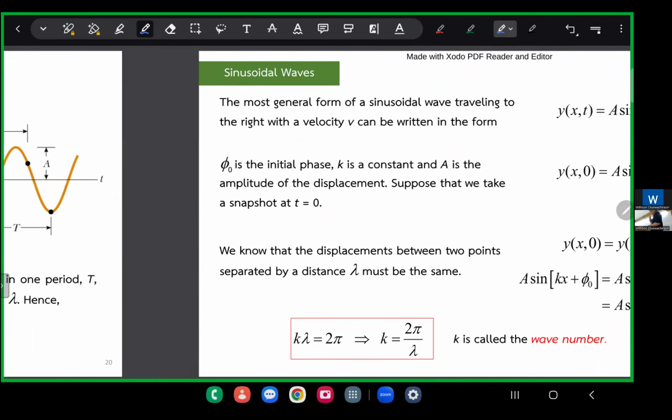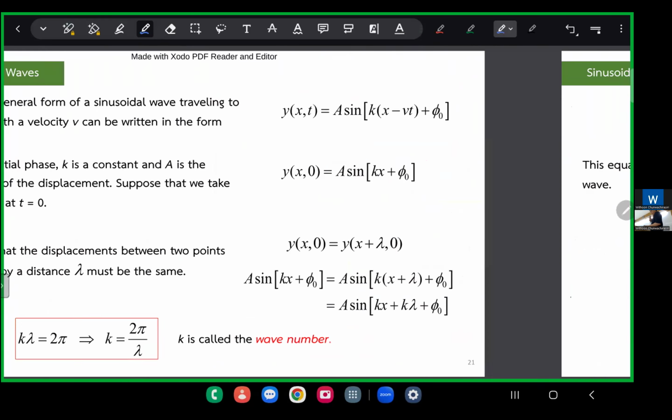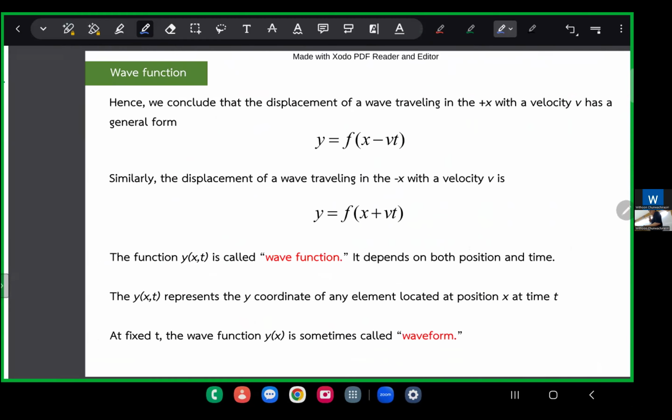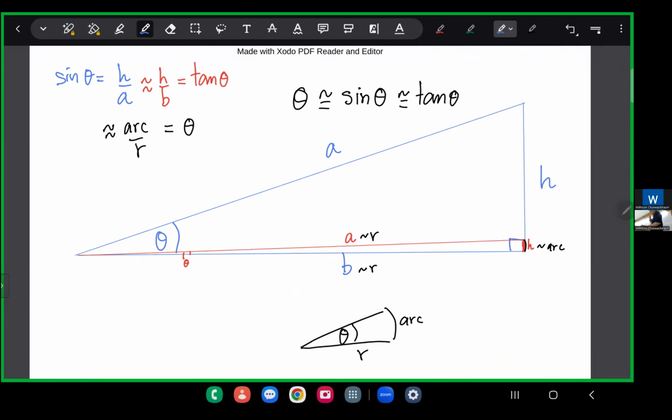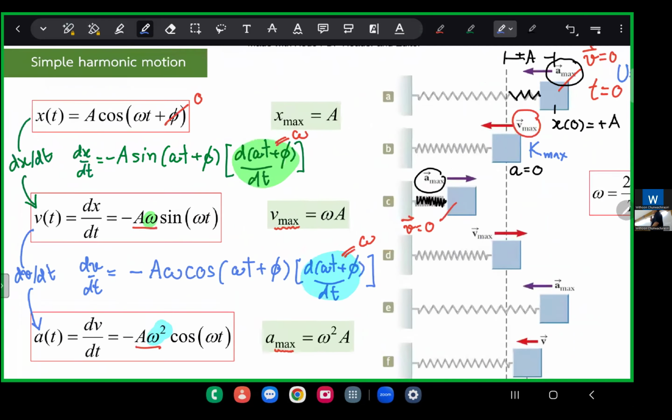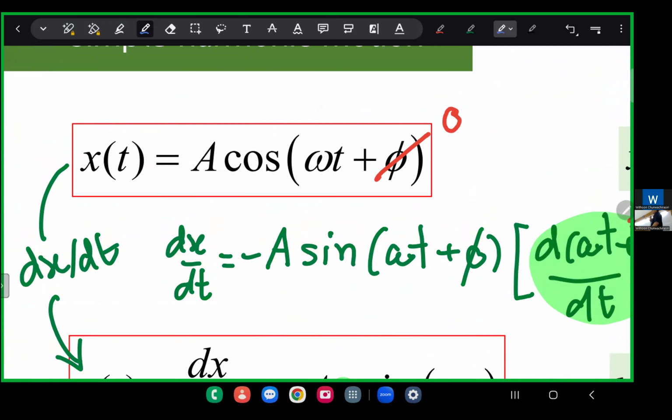Here we go. It's a cosine omega t. Okay? All right, that was the description back in the day of the oscillation.